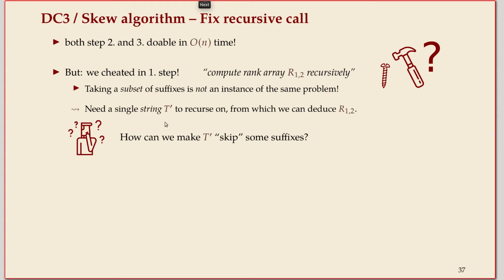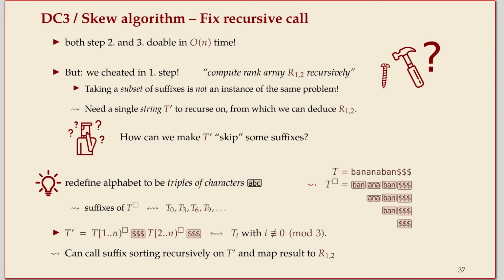The problem is that we need a single string t prime that we can recurse on and on which we compute the ranks of all its suffixes, whereas the question that we ask only includes the suffixes starting at non-multiple of 3 positions, so that's a mismatch. But there's a neat, somehow ingenious, clever trick to fix this problem. And that's one of the main inventions of this algorithm, the DC3 algorithm.